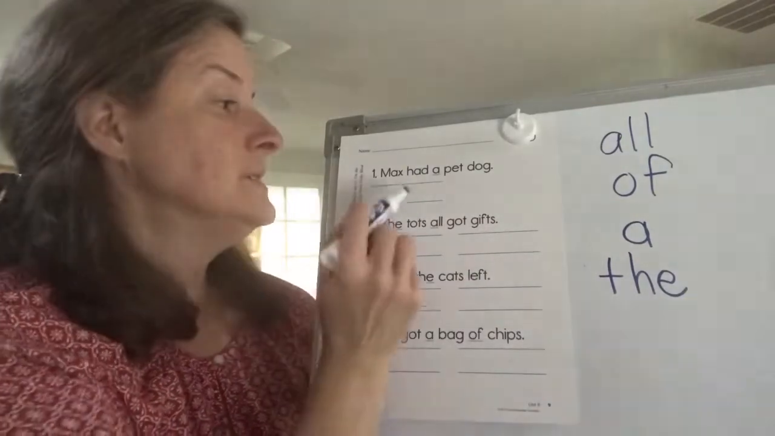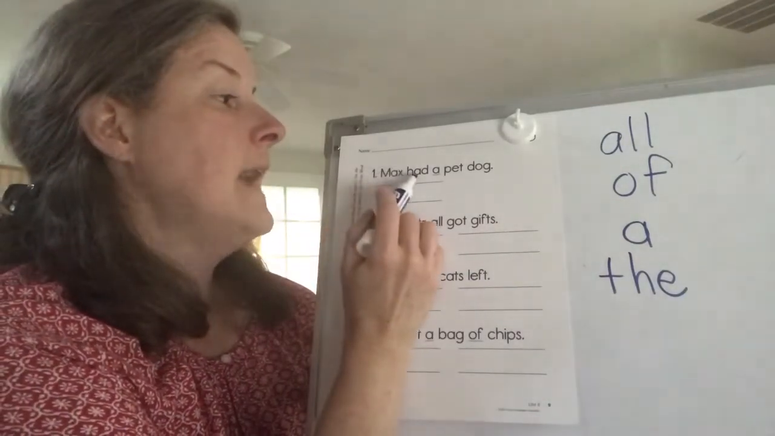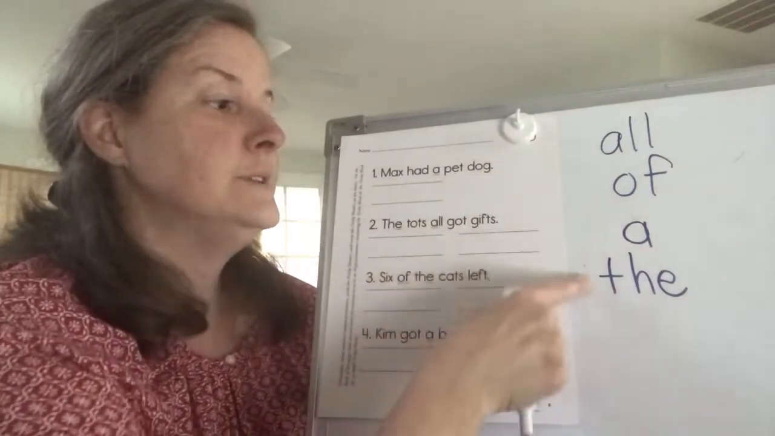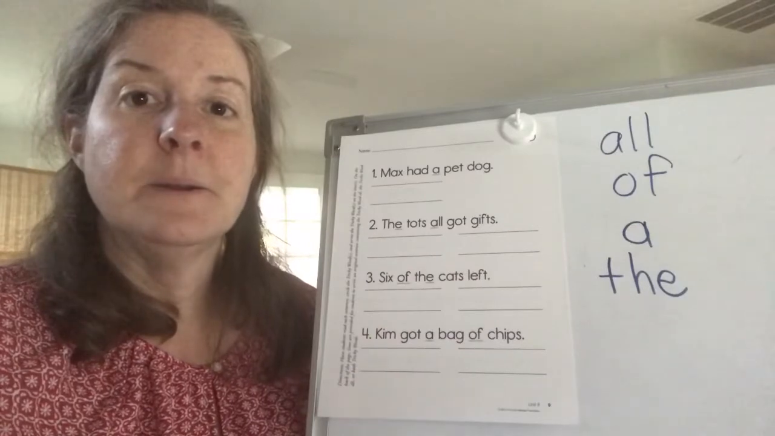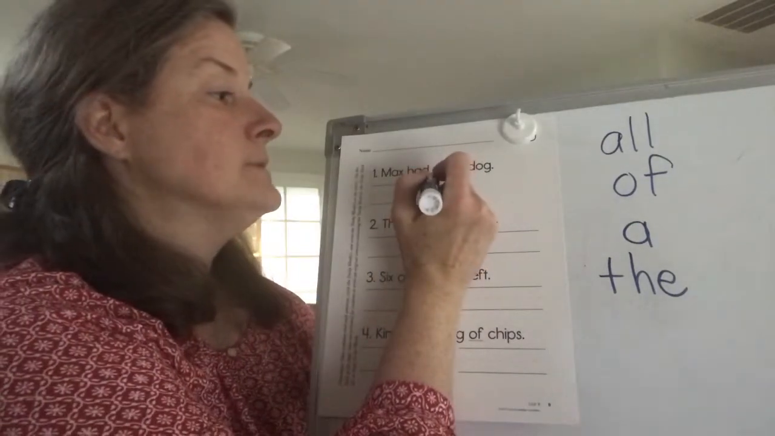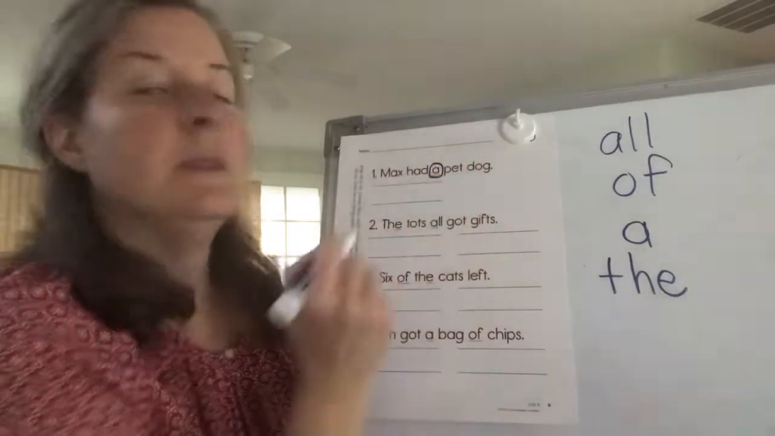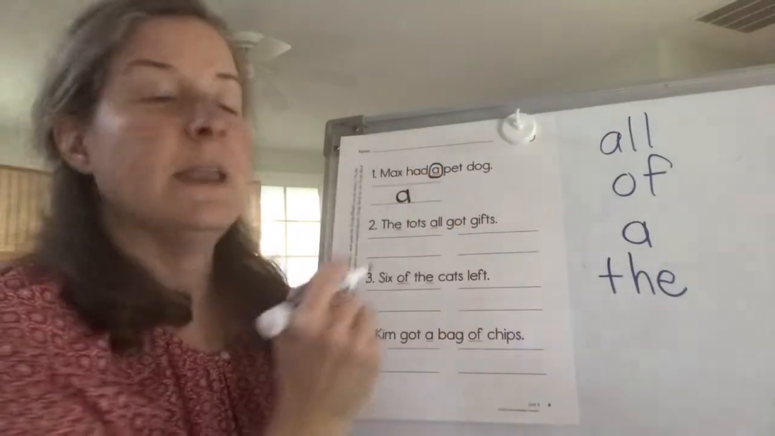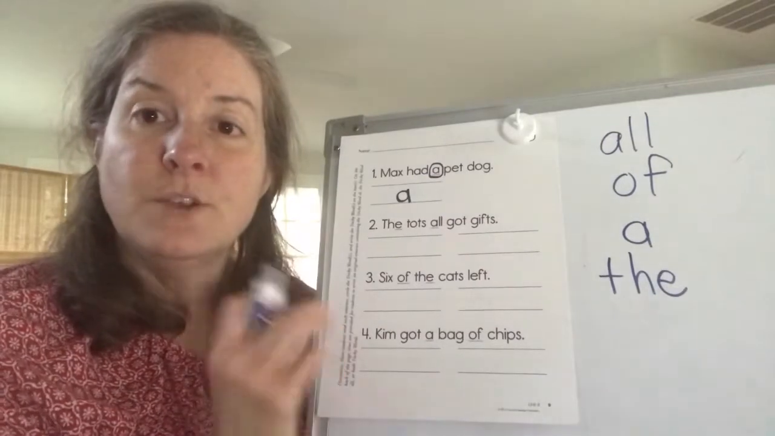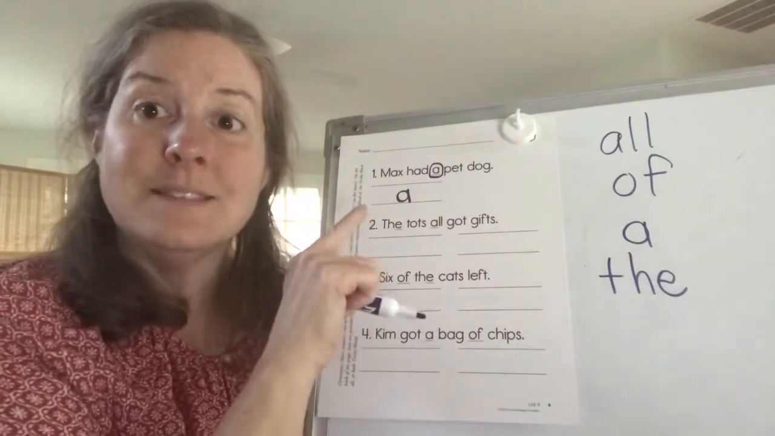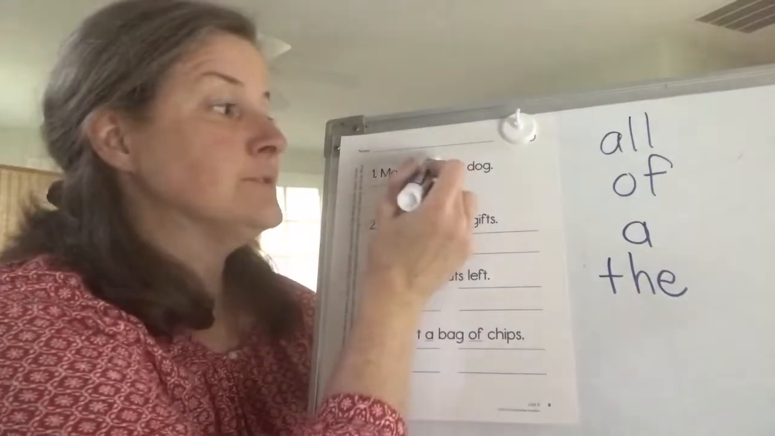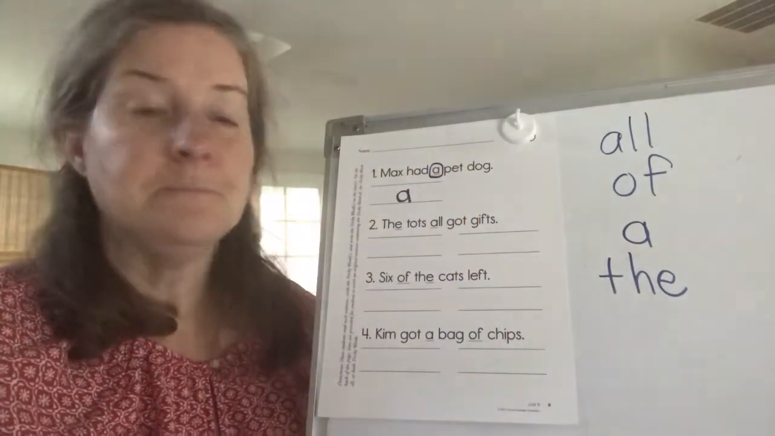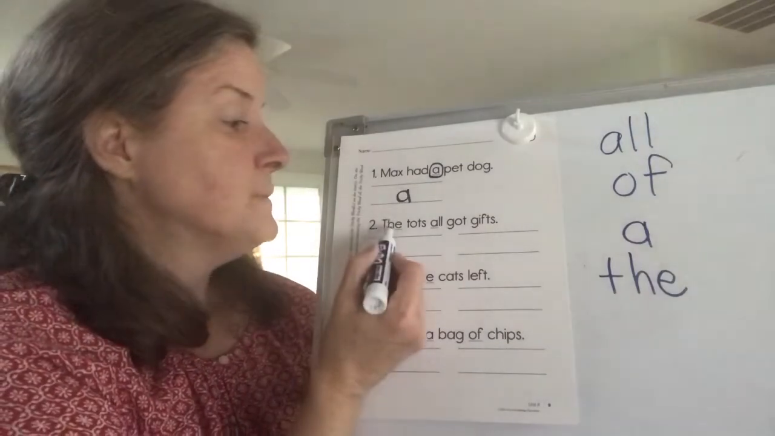Let me read the sentence to you again. Max had a pet dog. Which of those words did you hear in that sentence? I heard a, so I'm going to circle it, and then I'm going to write it on the line. So when you do your Nearpod activity, when we're finished with this and you click on the little Nearpod link, this is what you're going to do with your activity. You're going to circle the tricky words, and then you're going to write them on the line.